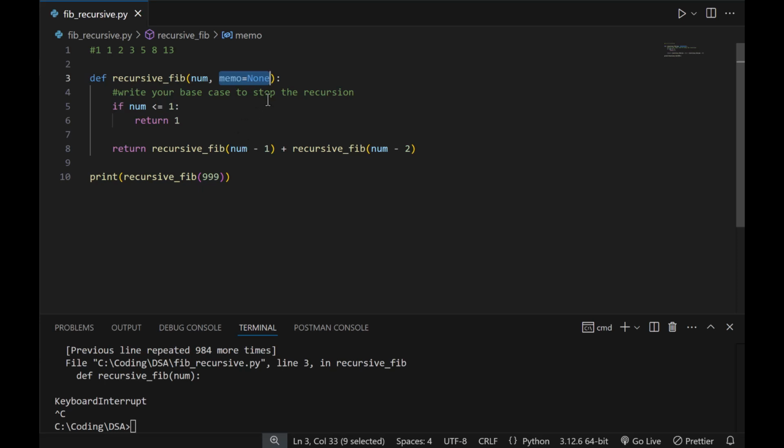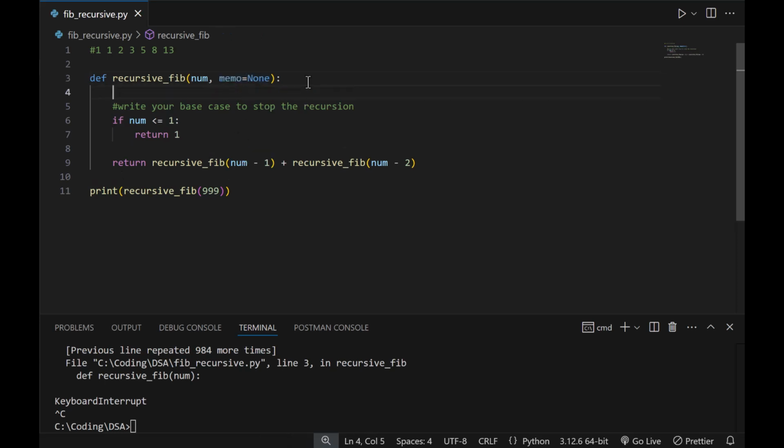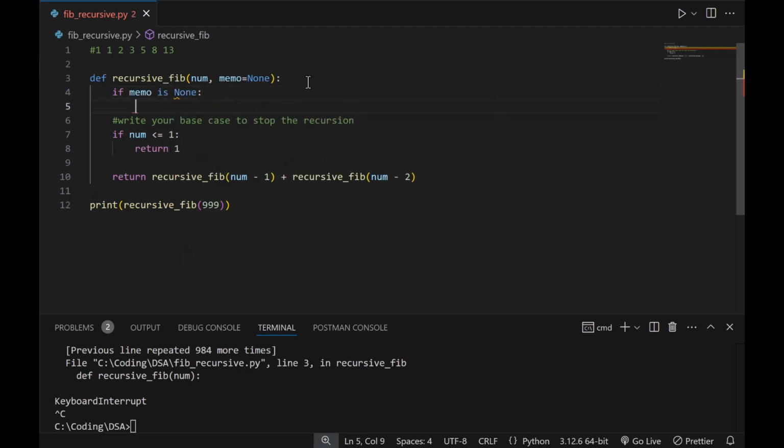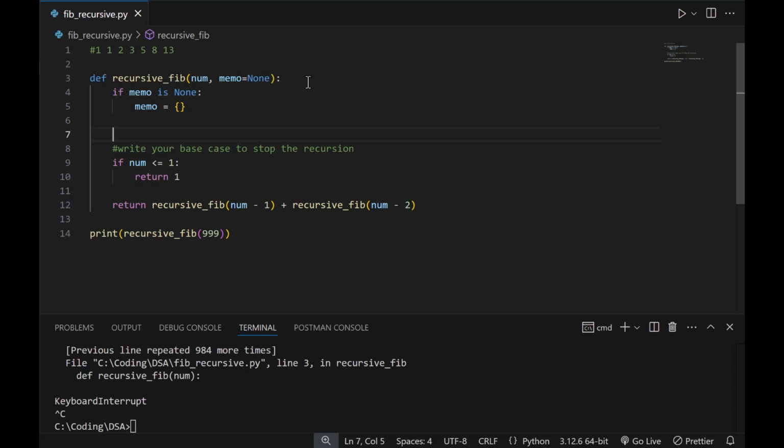How are we going to do that? Pretty simple. If memo is None, meaning it doesn't exist, we're going to make it a dictionary. We're going to have key-value pairs. The key is going to be the index, 0, 1, 2, 3, 4, 5, and the value will be the number at that index. So, for example, we'll have the key be 2 and the value be 2. We'll have the key be 3 and the value be 3. We'll have the key be 4 and the value be 5, etc.